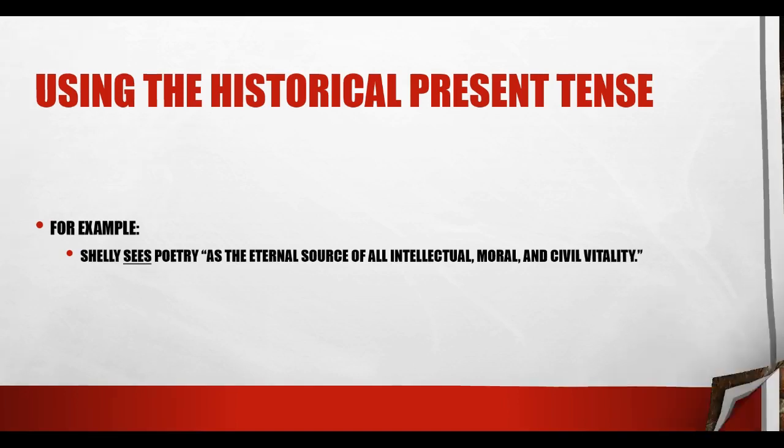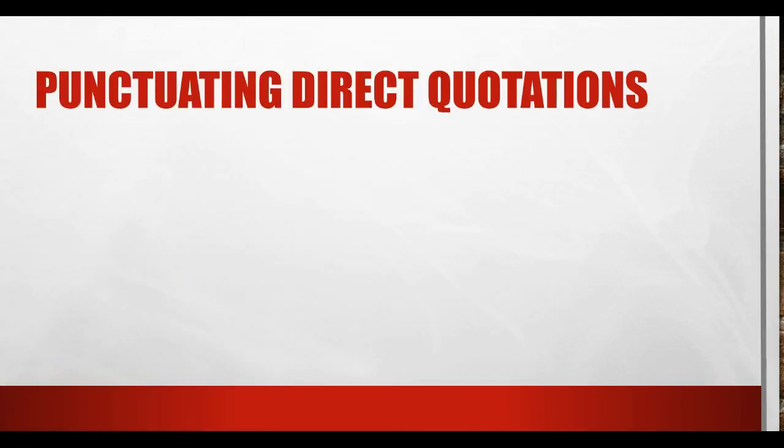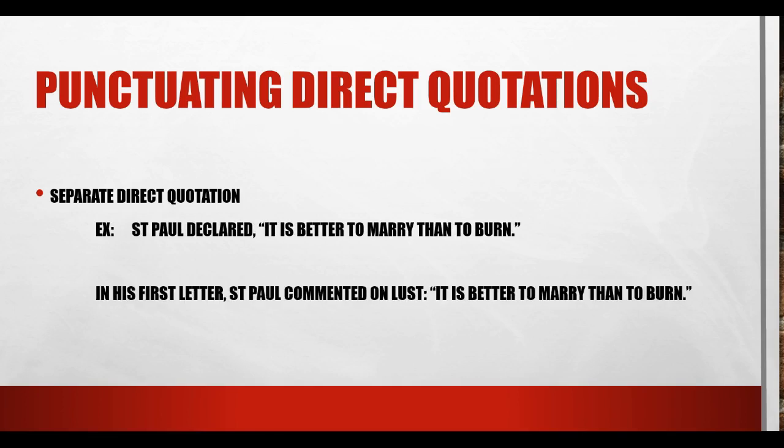Punctuating direct quotations. In a separate direct quotation, the citation is followed by a comma or a colon, and a capital letter begins the quoted phrase. For example, if we look at these two samples over here, the first example shows the use of a comma before the quoted material, and the second example shows the use of a colon.